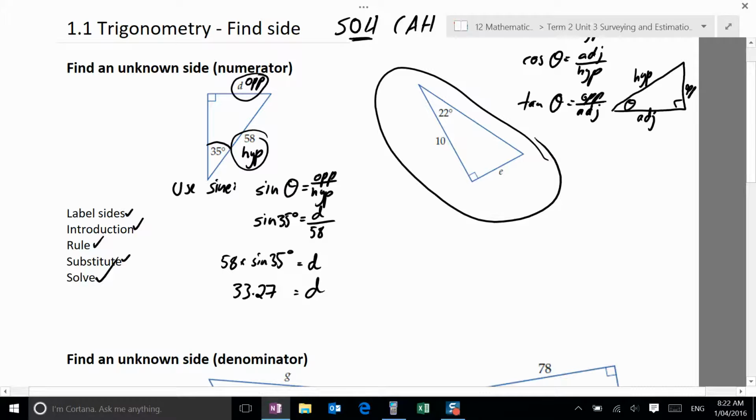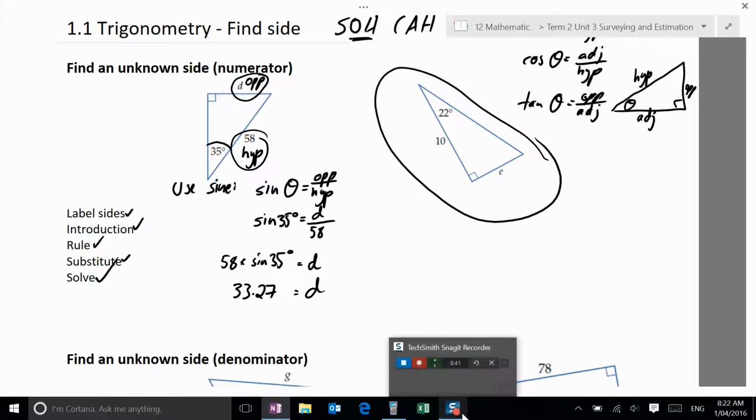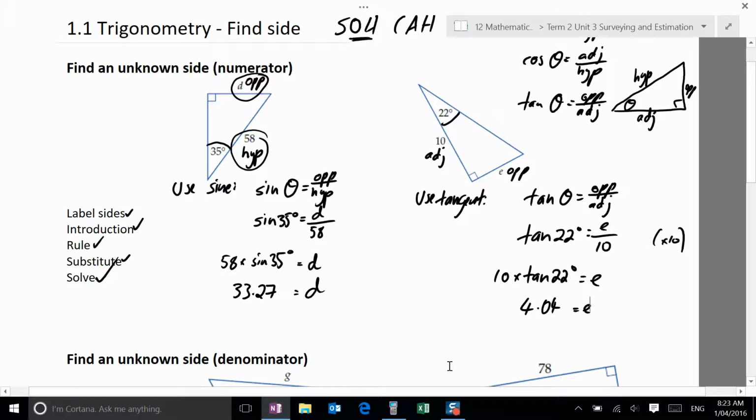All right, no prizes for guessing what happens now. Your turn to have a go at finding E. Have a go, press pause, and then look at the answer. Okay, there we go. If you wrote use tan, no good. It's called the tangent ratio, not the tan ratio. In the same way, it's not the sin ratio, it's the sine ratio.